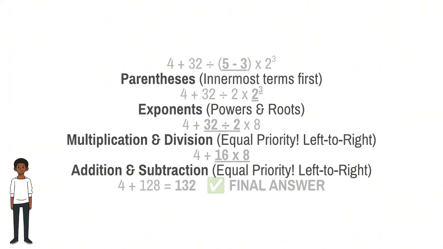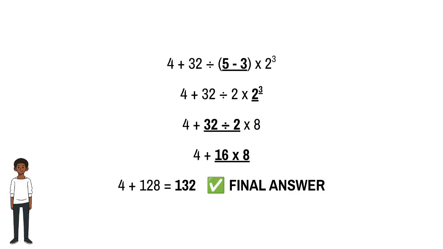Let's solve 4 + 32 ÷ (5 − 3) × 2³ step by step. Step 1: Handle parentheses first. 5 − 3 equals 2, giving us 4 + 32 ÷ 2 × 2³. Step 2: Evaluate exponents. 2³ equals 2 × 2 × 2 equals 8.